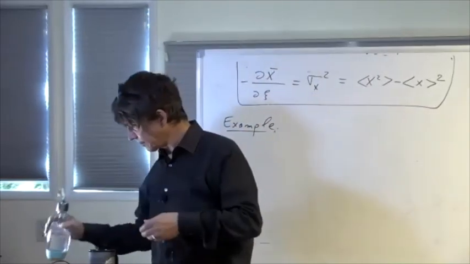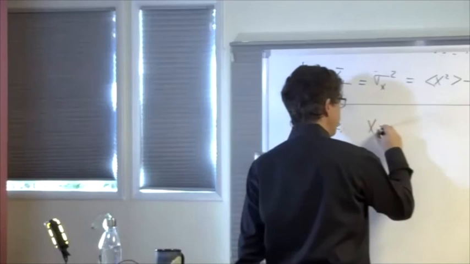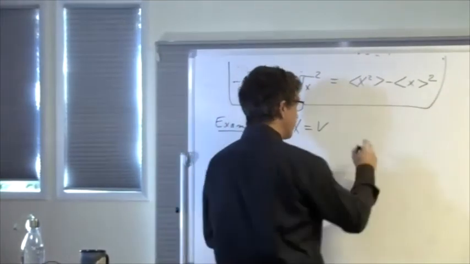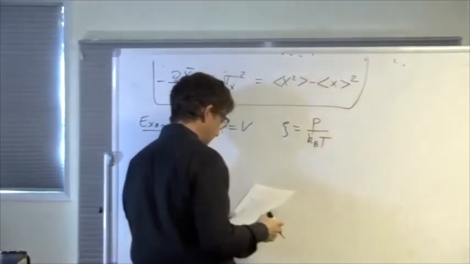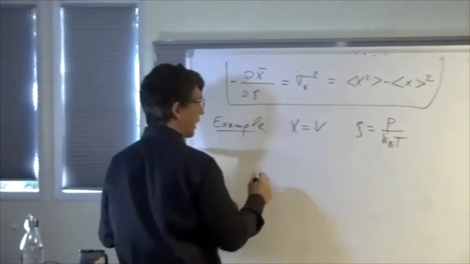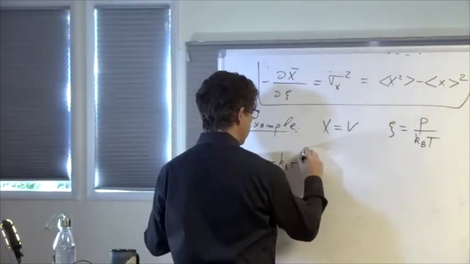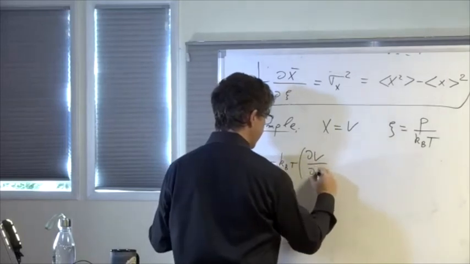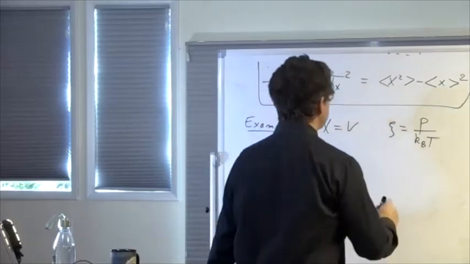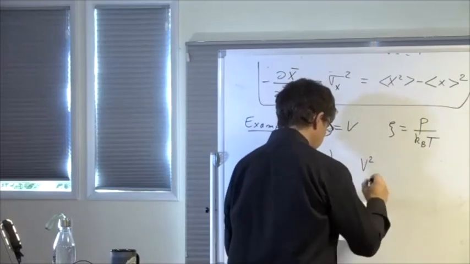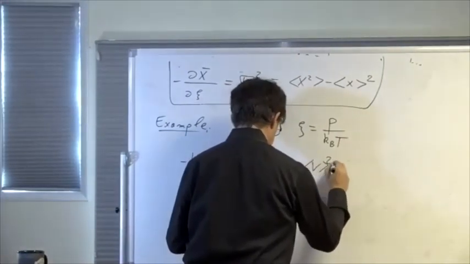So let me show you what you would learn. Okay. So we'll take as extensive variable X the volume, which means the conjugate is P in entropy notation, P over kBT. I think I got that right the last time. Okay. So what I get then is that if I plug in this formula, I get minus kBT times dV dP. It feels good to be back in thermal land, dV dP, is the fluctuation of the volume, so it's V squared averaged minus V average squared.